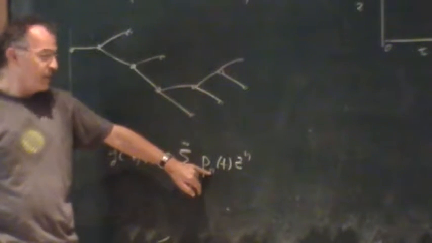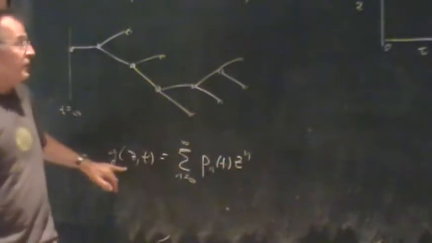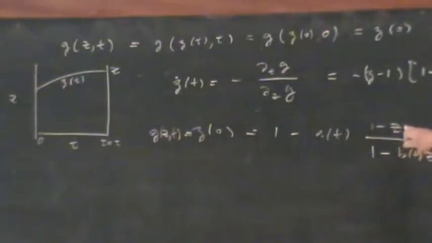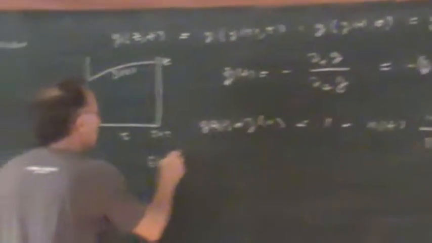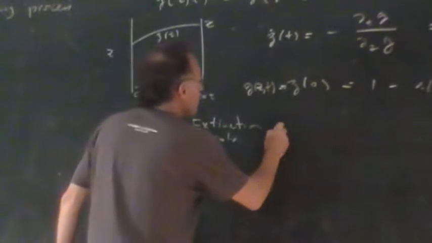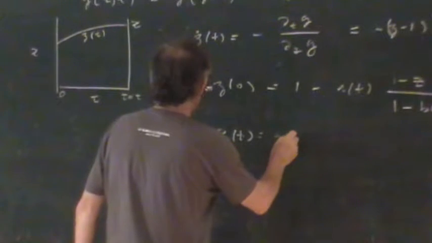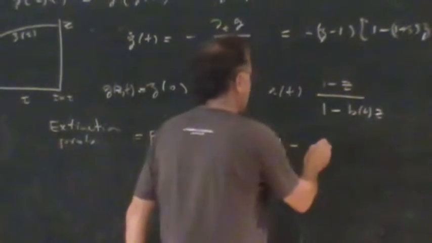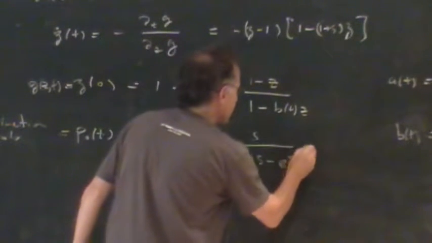This corresponds to n equal to 0. So all we need to do is figure out the leading term in the Taylor series of this beast. And of course, this is our generating function, exactly what we want. So z equal to 0. The extinction probability is equal to p sub 0 of t, which is g of 0 and t, and is equal to 1 minus a of t, which is 1 plus s minus e to the minus st.